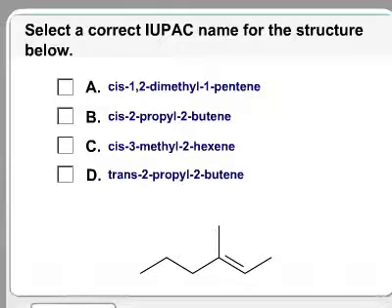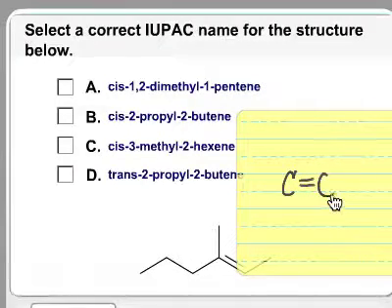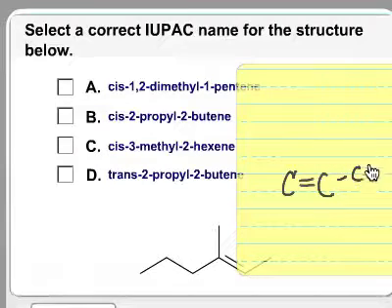All right, so what do we have here? I'm going to redraw this. Hopefully I can do it where it'll be easy to see. 1, 2, 3, 4, 5, 6. I'm going to draw it like we saw in the previous slide with that double bond prominent. Okay? And I've got a methyl group at the end.